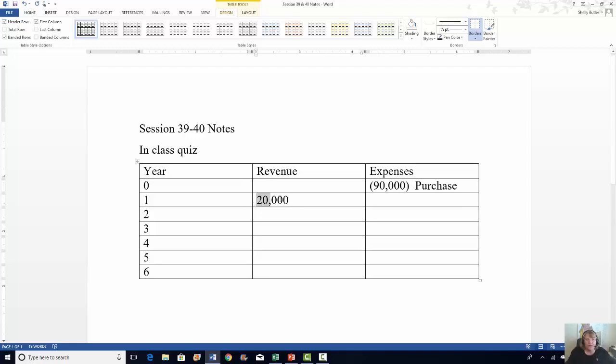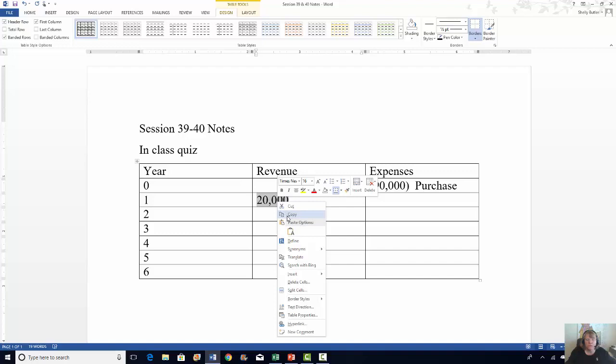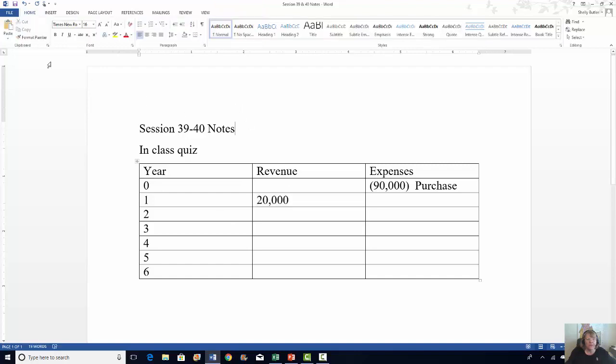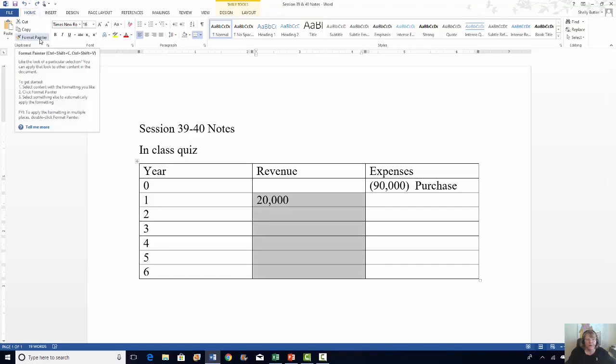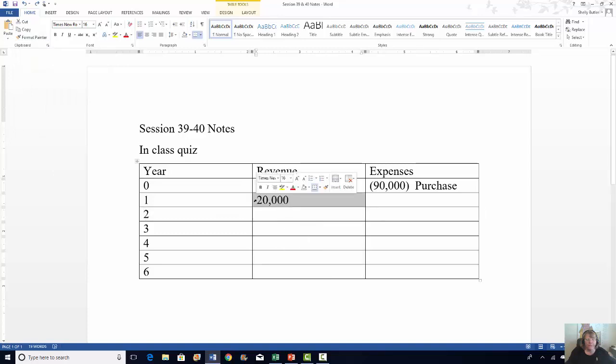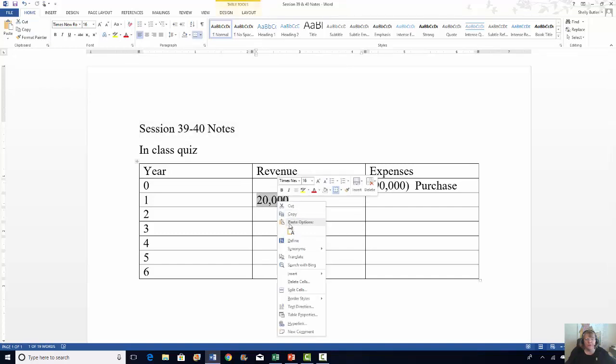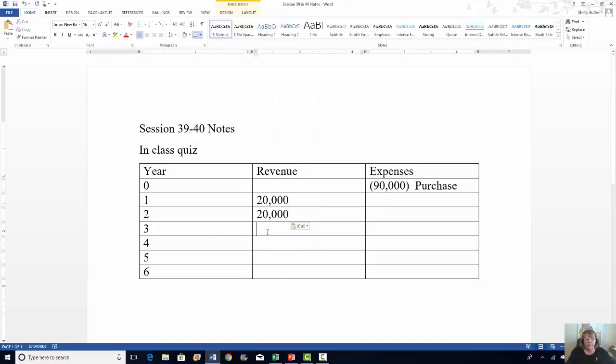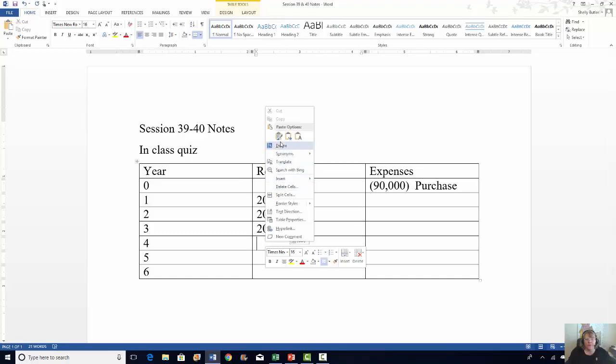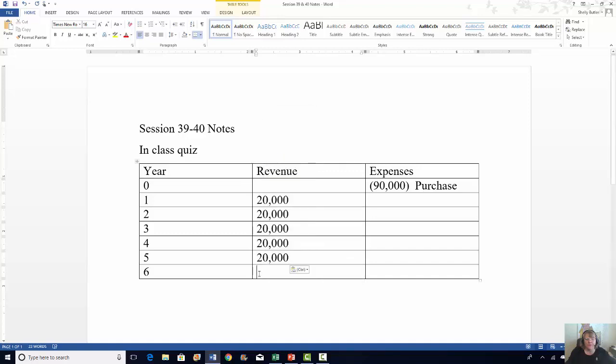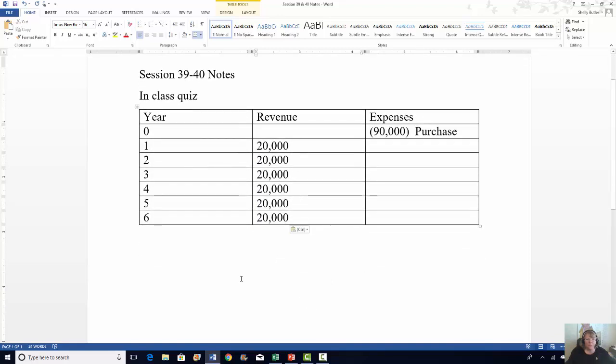We'll do our little copy and paste. Boom. Oh, that didn't work. I figured for sure that would give us 20,000 down there every time. But we're going to have to do the old copy and paste, and we'll just do that because that works. Okay. So that's what we have.